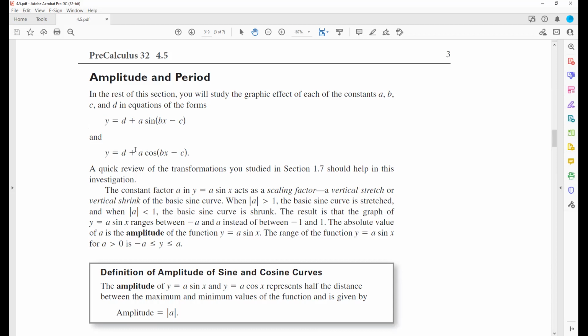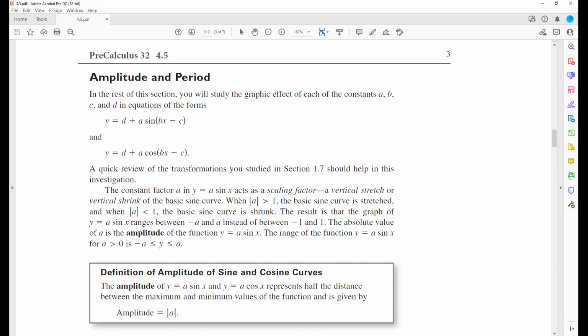Well, we're going to have the exact same definition for the cosine function. These are all coming from transformations that you learned before. Each multiplication, addition, subtraction has a different impact on the sine and cosine function. The constant factor a in y equals a sine x acts as a scaling factor, a vertical stretch or vertical shrink of the basic sine curve.